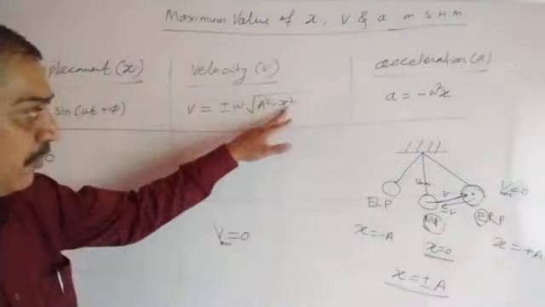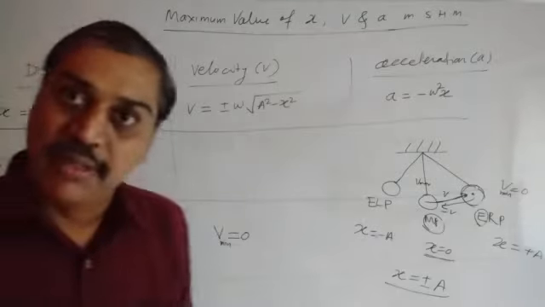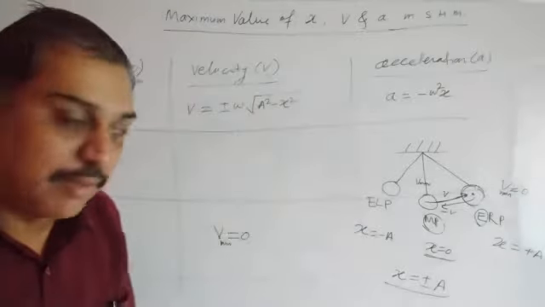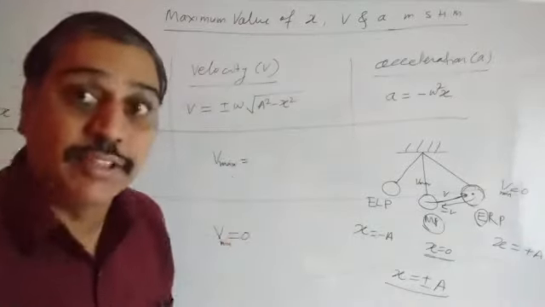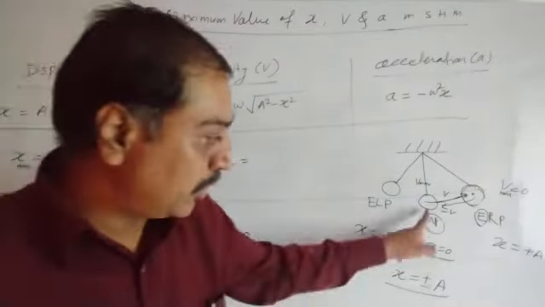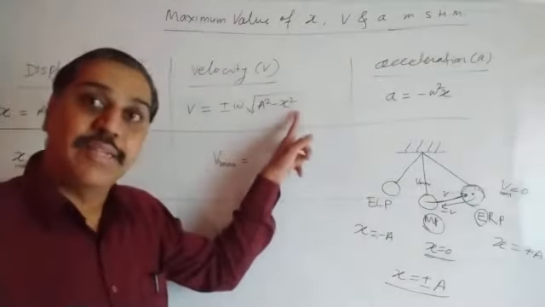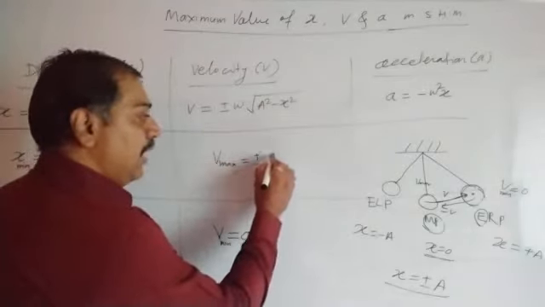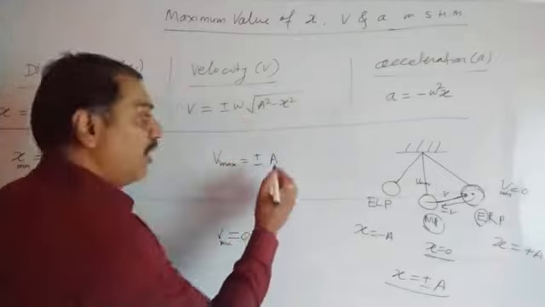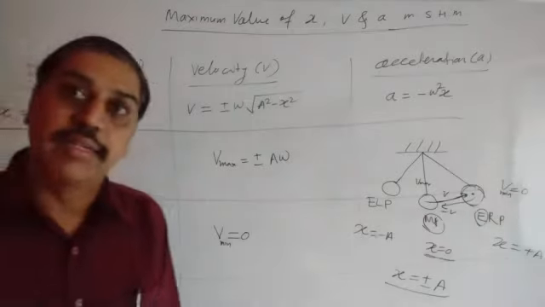Just put x equal to plus a, square minus a square, it becomes 0. That's why v minimum is 0. Now at mean position, velocity is maximum, that is said to be v max, and that can be written as x equal to 0. At mean position here, x is 0. Put this value here. So what we get? v equal to plus minus omega square root of a square minus 0. A square, square root, come it outside, it becomes plus minus a, outside the square root, omega. That is the maximum value of velocity.